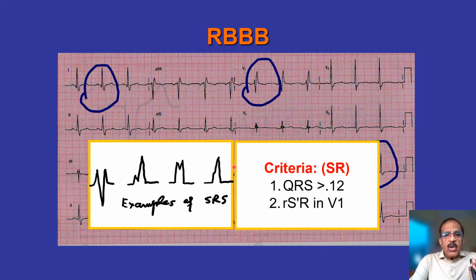But please note down any of these patterns in proper context: sinus rhythm, and this type of morphology in V1 should be diagnosed as right bundle branch block. We are going to repeat this exercise before we go to the left bundle branch block.